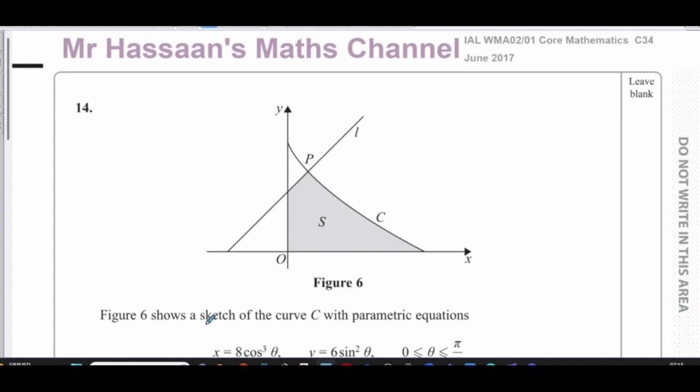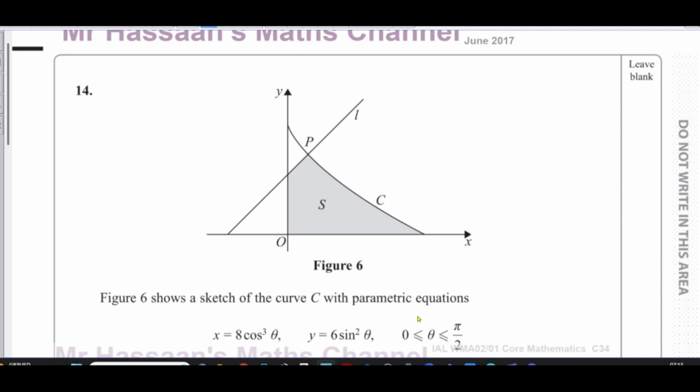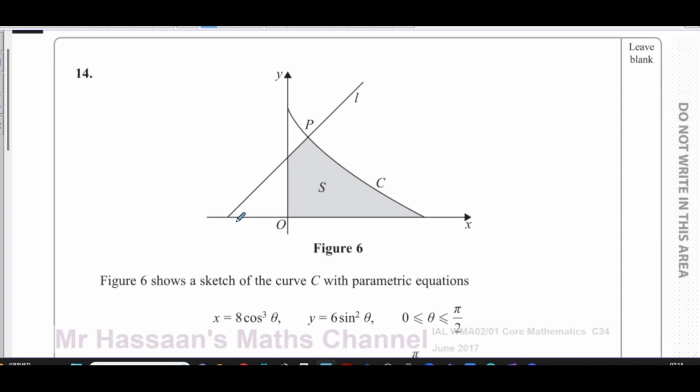This question is about parametric equations. It says figure 6 shows a sketch of the curve C with parametric equations x equals 8 cosine cubed theta, y equals 6 sine squared theta, and theta is between 0 and pi over 2. So the value of theta is between 0 and pi over 2.